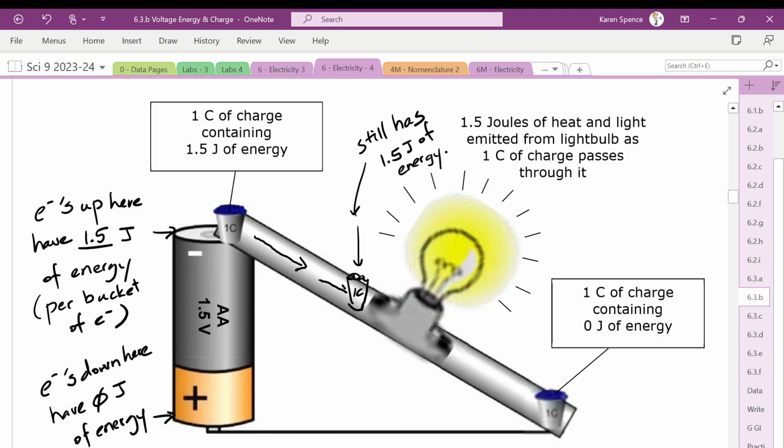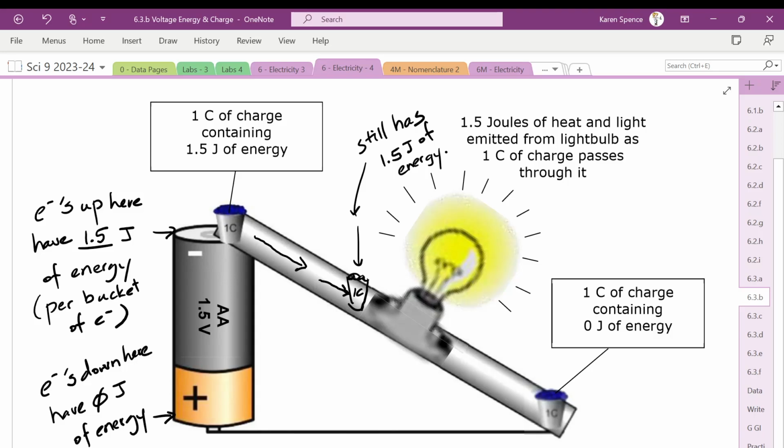Now, to be honest, there will be a tiny loss of energy just because electrons flowing through a wire, wires are not perfectly conductive, so there will be a little resistance, and so they'll bump into atoms every once in a while and a little heat will be generated. But you're going to end up with almost all of the 1.5 joules still left in the bucket of electrons by the time it gets to the light bulb.